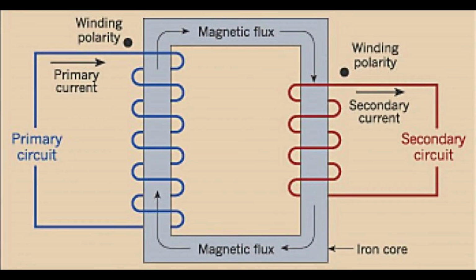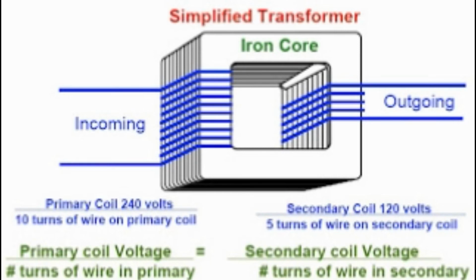A transformer's output voltage is greater than the input voltage if the secondary winding has more turns of wire than the primary winding. The output voltage is stepped up, and considered to be a step-up transformer. If the secondary winding has fewer turns than the primary winding, the output voltage is lower. This is a step-down transformer.